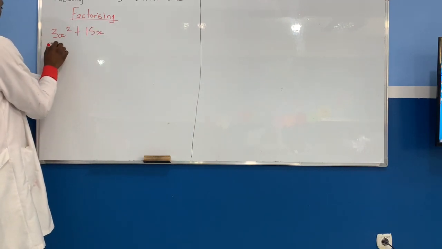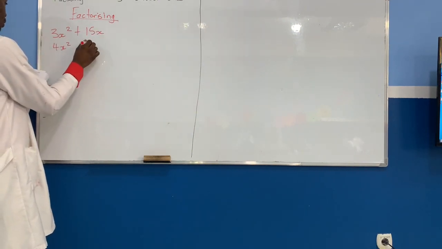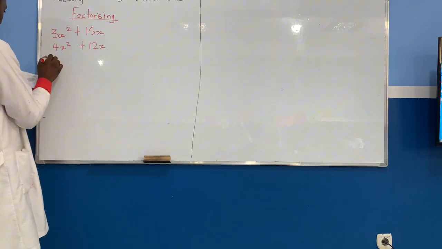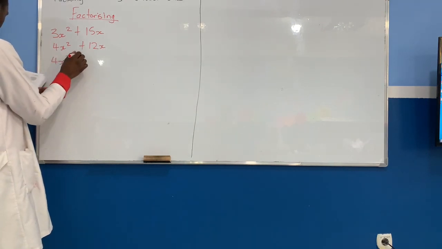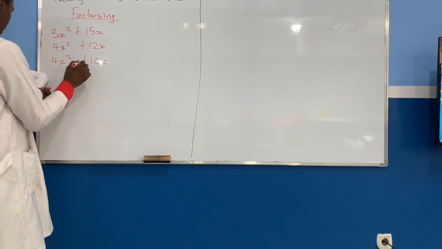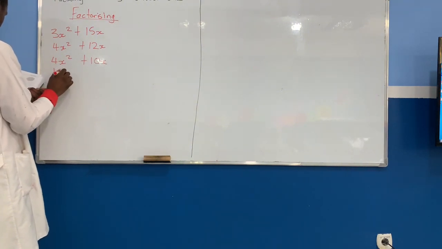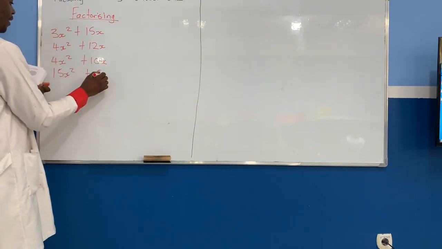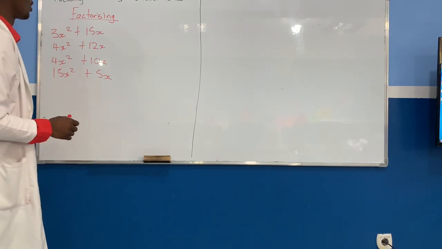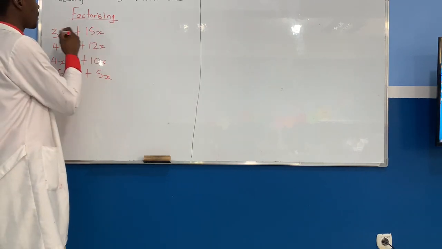3x squared plus 15x. The other one, 4x squared plus 12x. And the other one, 4x squared plus 10x. The other one, 15x squared plus 5x. Right? So, in this problem, it was very simple.